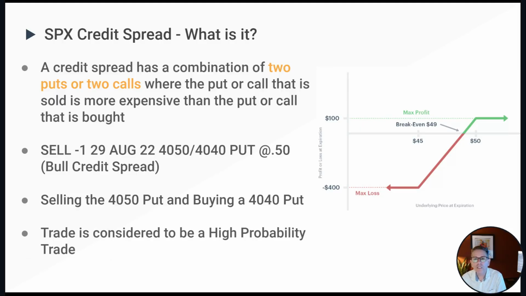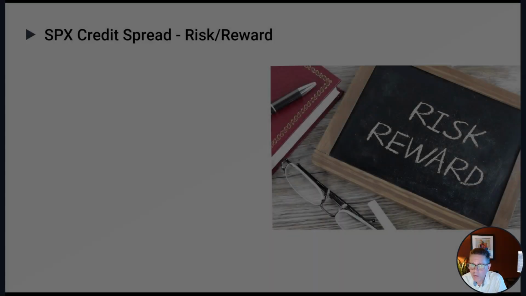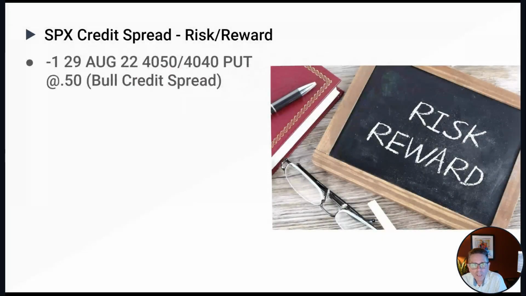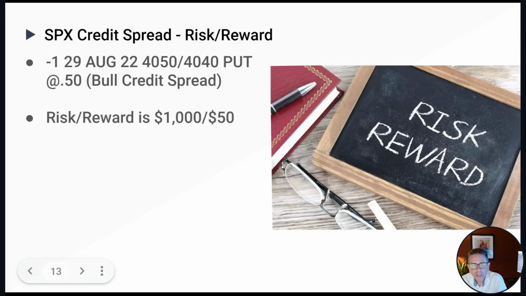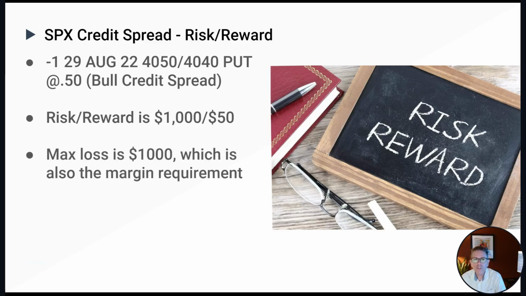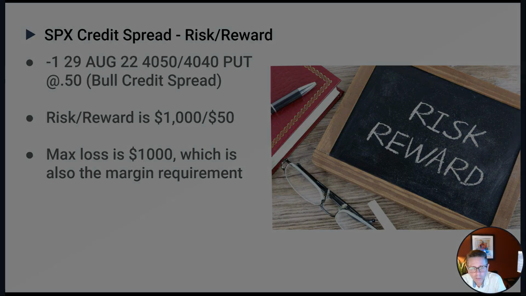However, on the downside, the risk reward on this trade is not very good. On this trade, you're going to risk $1,000 to gain $50. Very bad risk reward. However, the probability is that you're going to be rewarded many times on these trades, unless you don't manage them correctly, and then you can get into big trouble. Max loss on this position is $1,000, which is also the margin requirement.